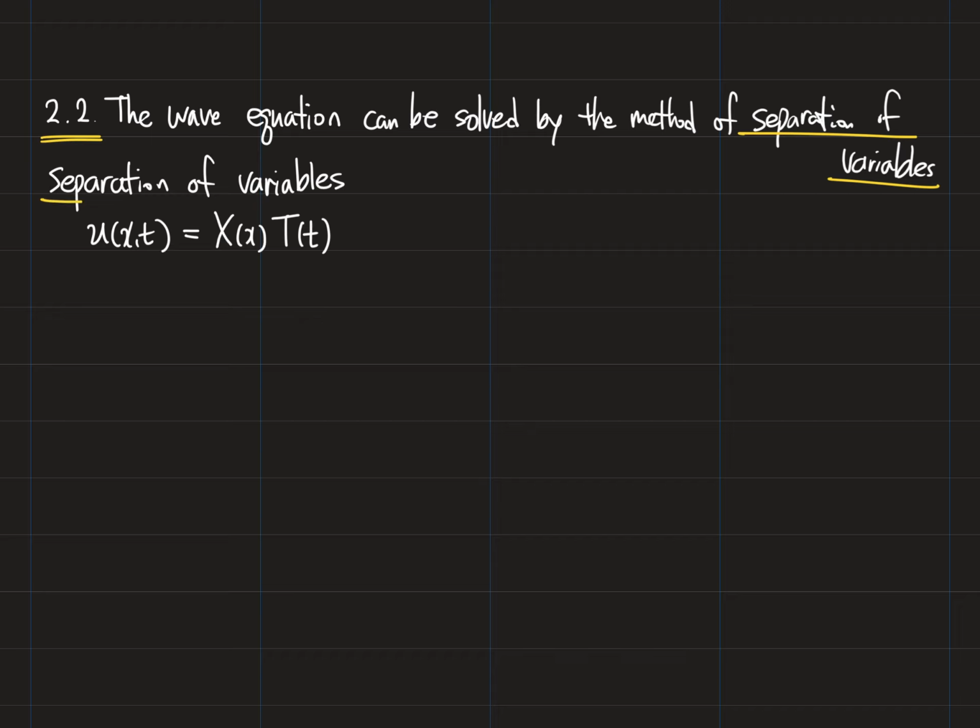Separation of variables is a quite straightforward mathematical technique. We have two independent variables for the displacement function, but now we have the displacement part that only depends on the position x, and the temporal part that only depends on the independent variable t.